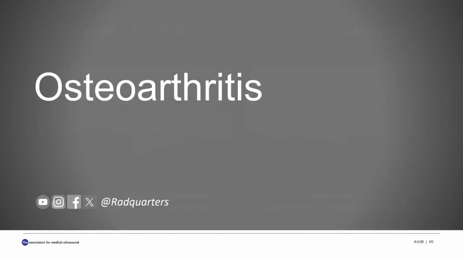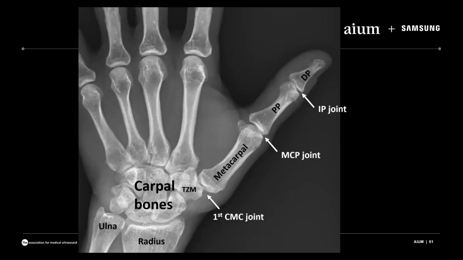All right, so let me change up a bit and we'll talk briefly about osteoarthritis. So here's our hand x-ray again, and we're really just gonna focus on this joint here, the first carpal metacarpal joint, where osteoarthritis is most common in the thumb. So for this next case, we're putting a transducer right here and we're imaging in the coronal plane.